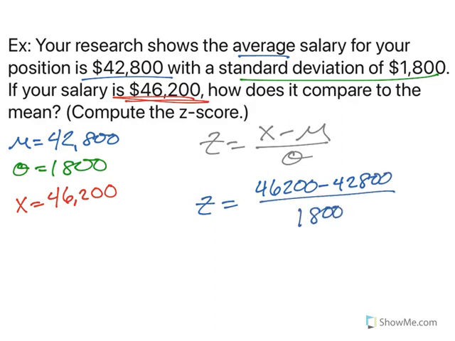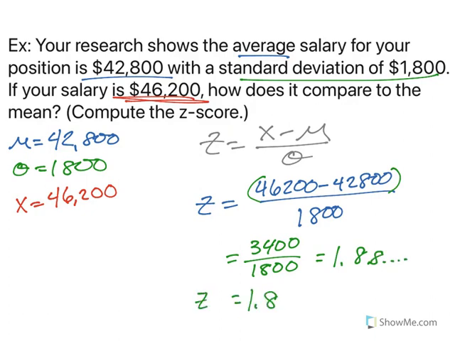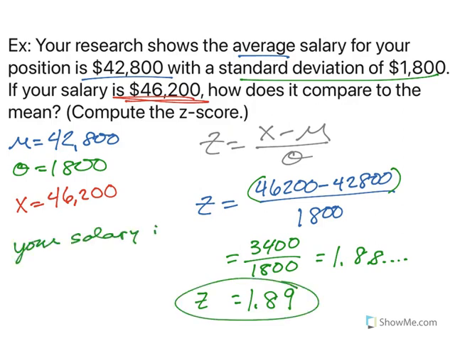Now, it's super important that you do the numerator first. So 46,200 minus 42,800 gives us 3,400, and we're still dividing by 1,800. When we do that, we get 1.88888, and it goes on and on. So that rounds to a z-score of 1.89. So what this means is that your salary is 1.89 standard deviations above the mean.